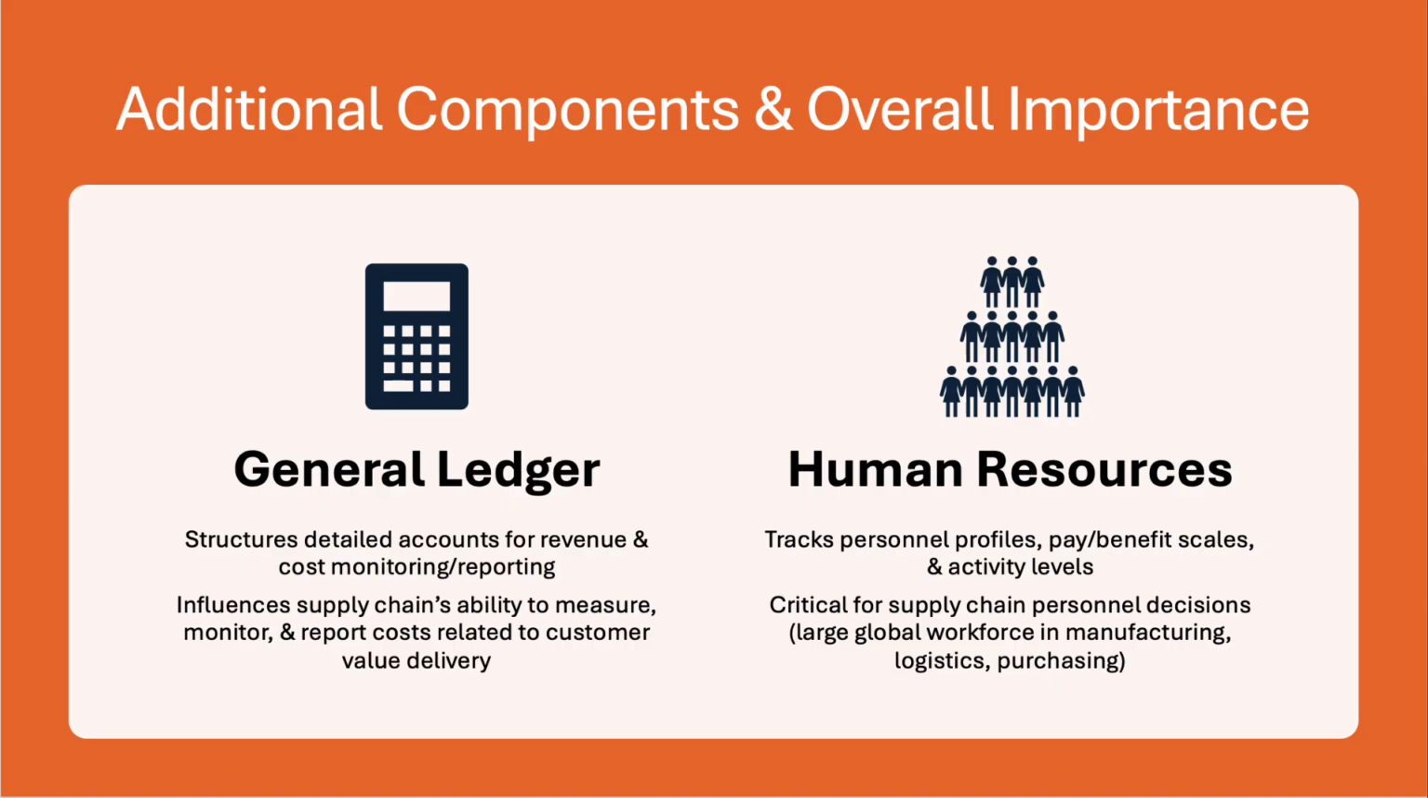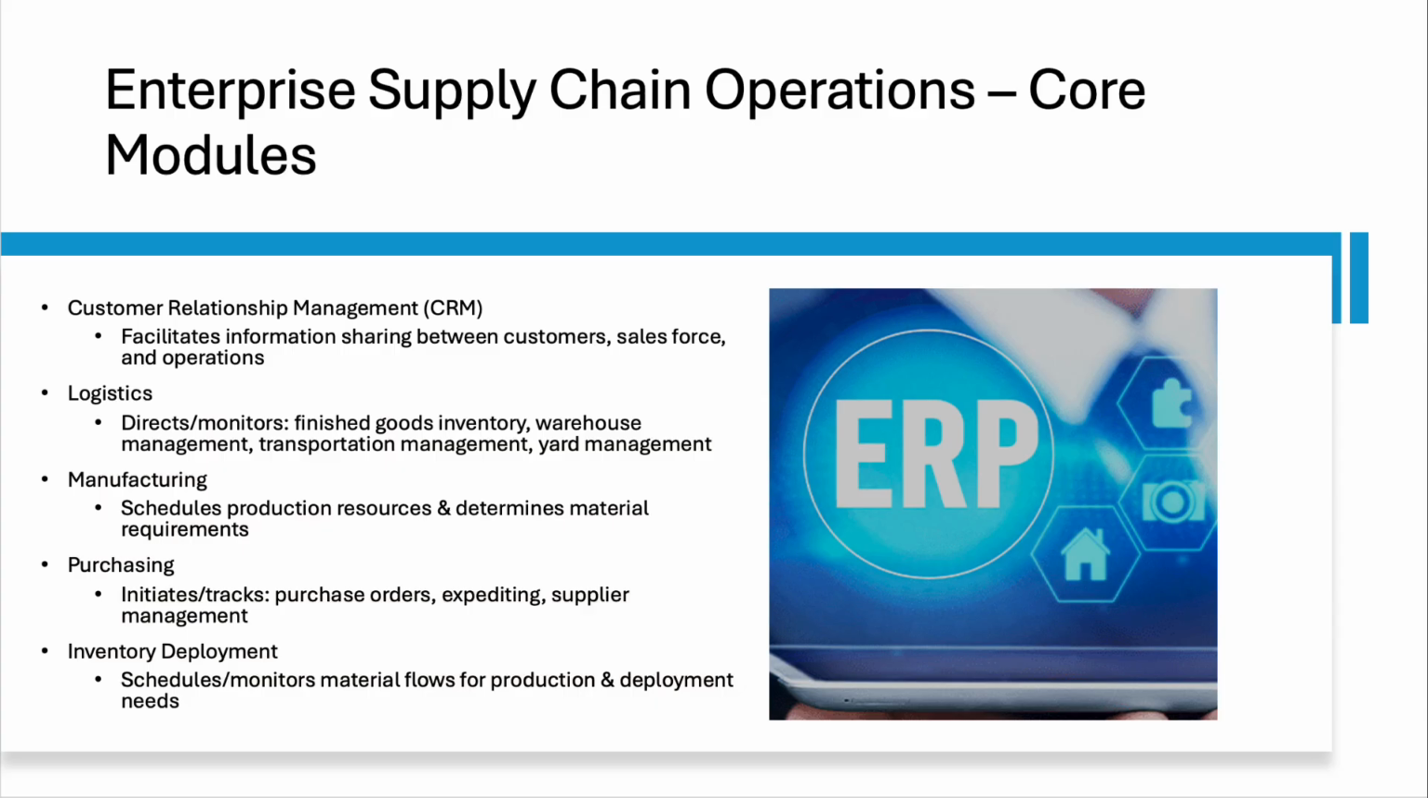Now that we have discussed enterprise administration and support modules, let us move into the core modules that directly support supply chain operations. The first core module is Customer Relationship Management, or CRM. CRM facilitates information sharing between customers, the sales force, and operations. This helps the firm understand demand, customer needs, service requirements, and sales opportunities. The second is logistics. Logistics systems direct and monitor finished goods inventory, warehouse management, transportation management, and yard management.